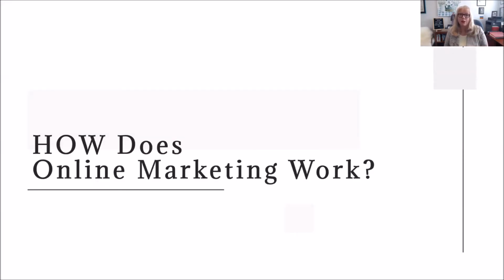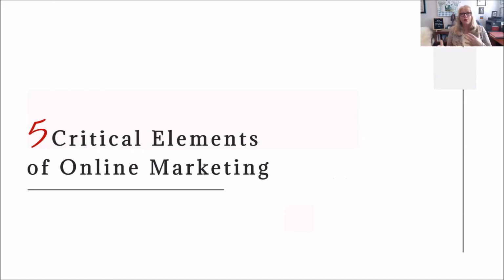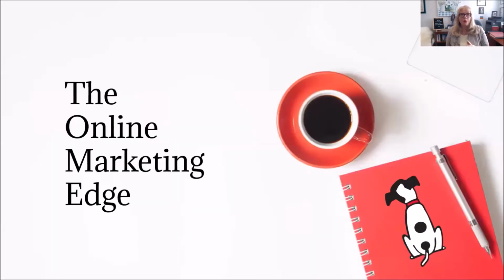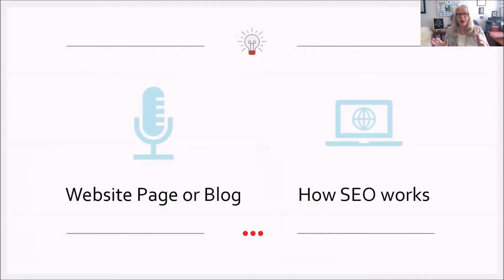And the first thing we're really going to talk about once we start checking into these 5 critical elements is going to be what I call that online marketing edge. And in order for you to understand and be as effective and efficient and optimal with your online marketing, you have to fully understand how SEO works in regards to your website or your blog pages, okay? This is really crucial for you to understand.